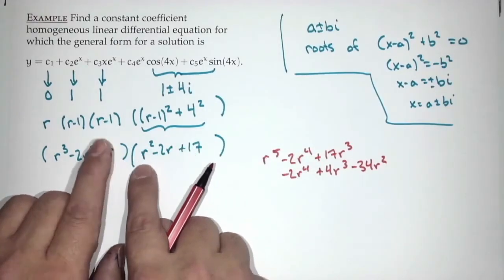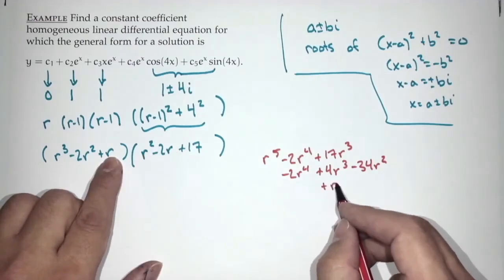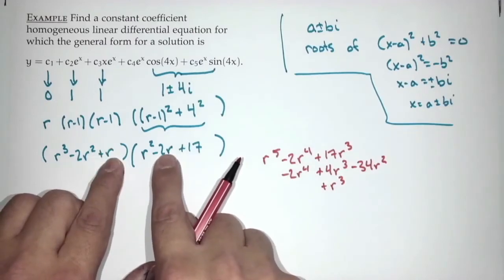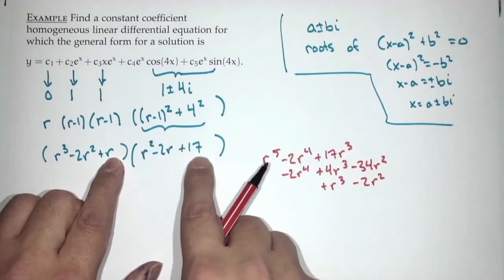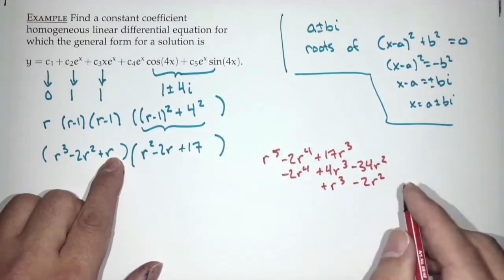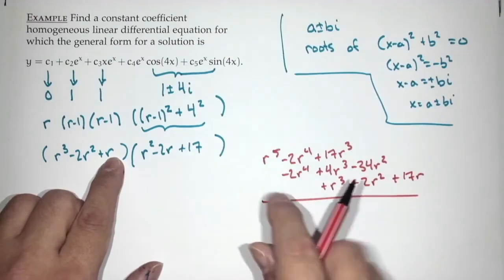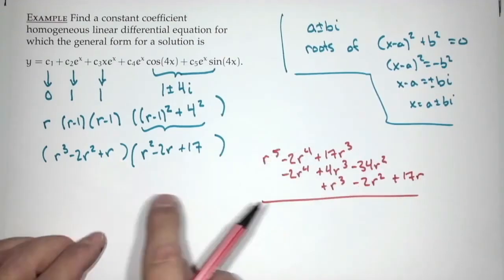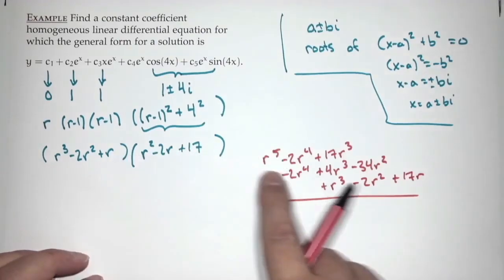Now we start with r. r times r squared, r cubed. r times minus 2r, minus 2r squared. r times 17, 17r. So you'll notice there's a total of 9 pieces here, which is what we should expect, because we had 3 things to choose from here, 3 things to choose from. 3 times 3 gives us 9.